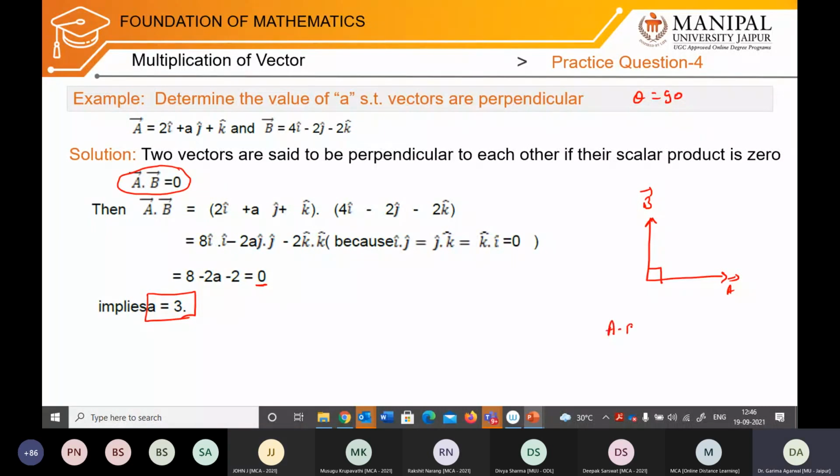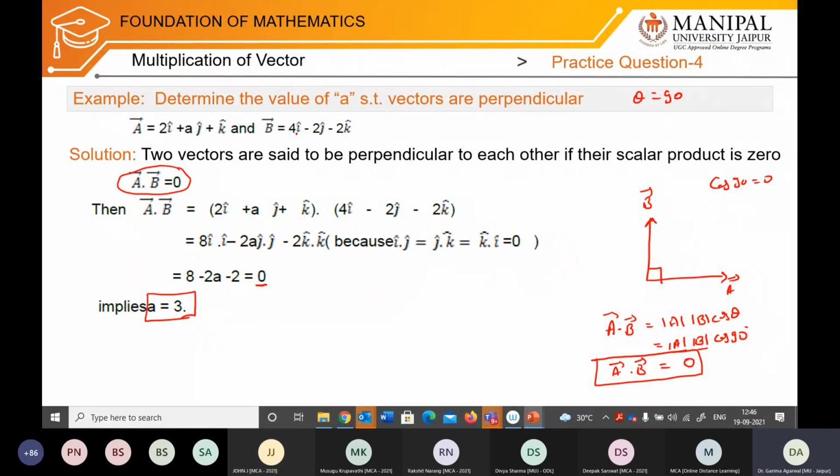So A dot B, the formula is magnitude of A, magnitude of B, cos theta. Now theta is 90, and the value of cos 90 is 0. So if I multiply it with magnitude A, magnitude B, it will be 0. So A dot B should be 0. If both the vectors are at 90 degrees, the dot product of the vectors should be 0.